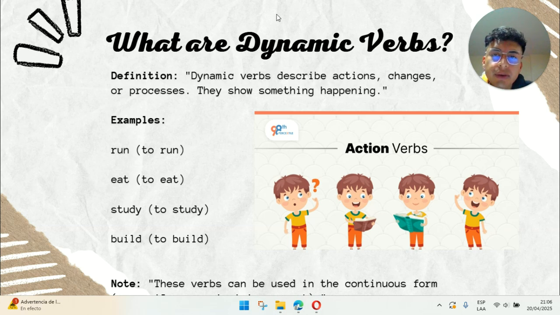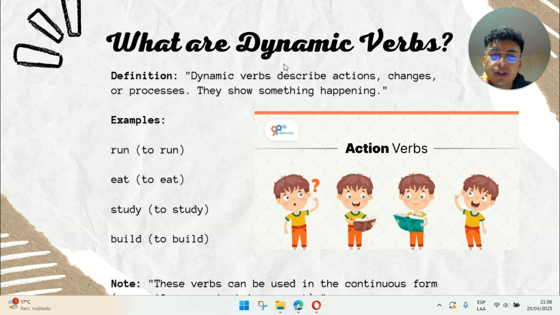What are dynamic verbs? Dynamic verbs, on the other hand, describe actions or processes. These verbs show things that are happening or that change over time. For example, I am running. Here, run is a dynamic verb because it shows an action that is currently happening. We can use running in the continuous form, like I am running right now.